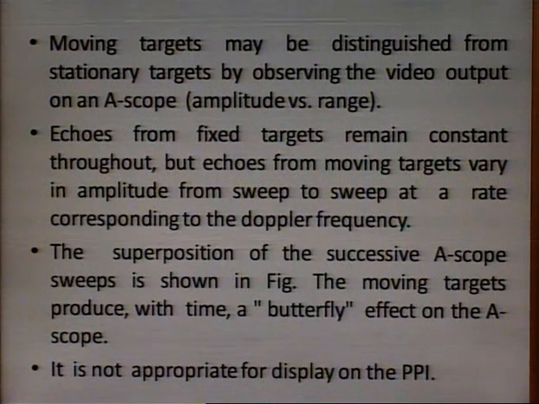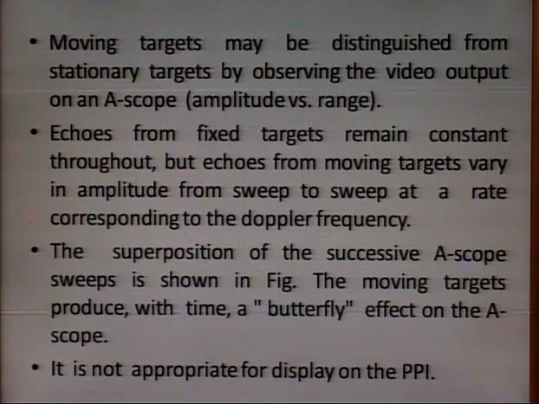Moving targets may be distinguished from the stationary targets by observing the video output of an A scope. The display is seen on the A scope. We will just discuss what the A scope is. Echoes from the fixed target remain constant throughout, but echoes from the moving targets vary in amplitude from sweep to sweep at a rate corresponding to the Doppler frequency shift. The superposition of the successive A scope sweeps is shown in the figure. The moving targets produce, with time, a butterfly effect on the A scope.